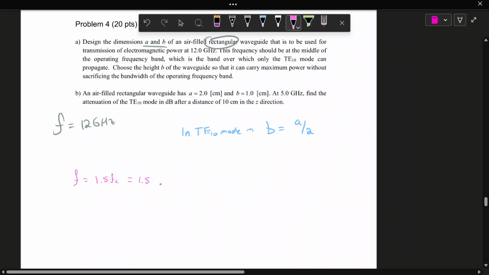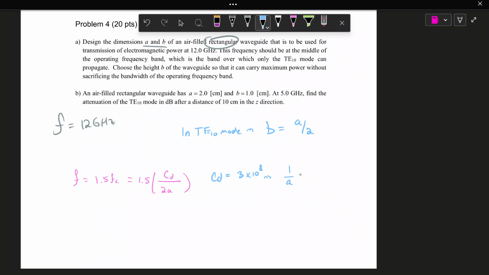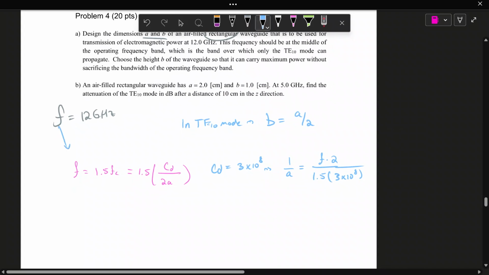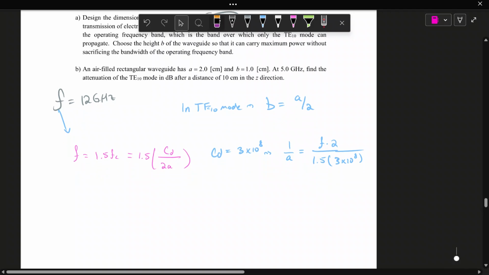Now what we can say is F is 1.5 times the speed of light in the dielectric divided by 2 times A, and A is what we're trying to find. Well, the speed of light in the dielectric is, there is no dielectric. It's just 3 times 10 to the 8th, the speed of light. Now 1 over A is equal to F divided by 1.5 times 2 times c, which is 3 times 10 to the 8th. What is F though? Well, F is literally what we have right here. F is 12 times 10 to the 9, 12 gigahertz. So we have 12 times 10 to the 9 times 2.